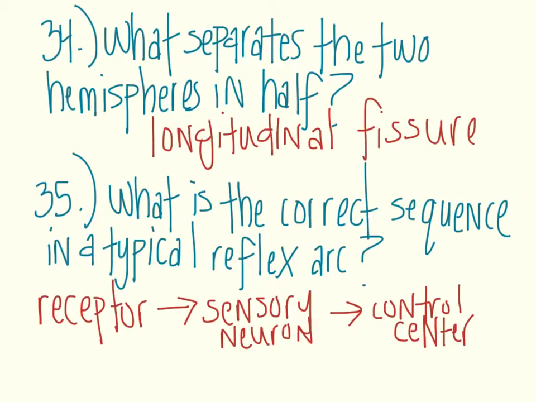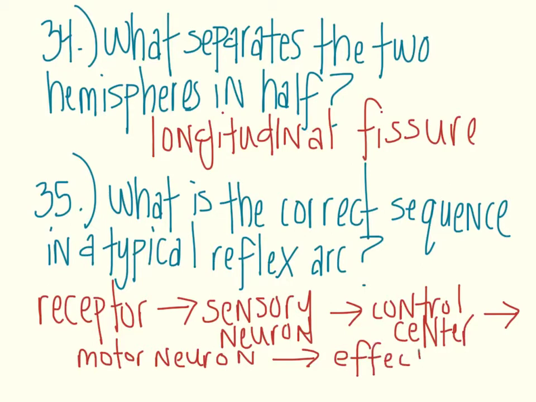So it goes receptor, sensory neuron, control center, which then will send a message to a motor neuron telling it what to do, how to react, and that will tell an effector what to do. So these are your 5 things you should be able to recognize in order. The receptor senses a change. A sensory neuron takes that message to the control center, the brain. Then a motor neuron sends a message back of what to do, and then the effector does it. So this is what is known as a reflex arc.